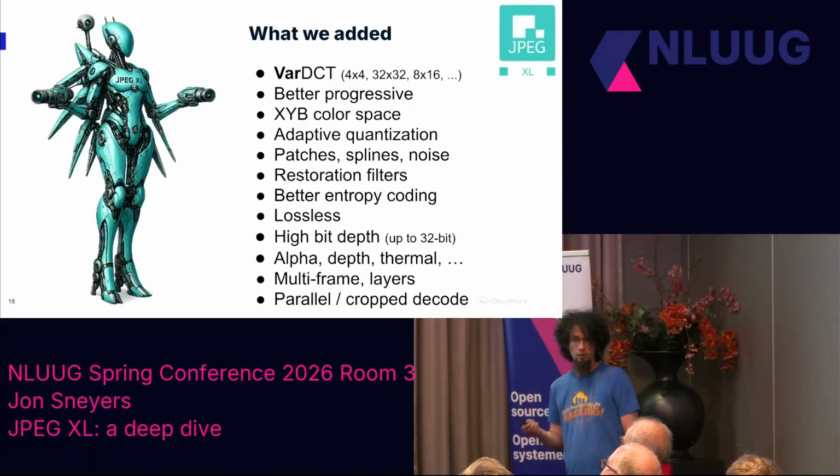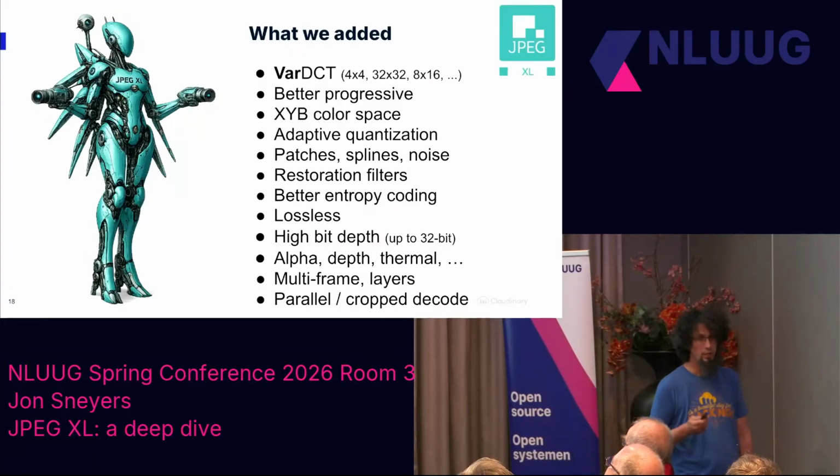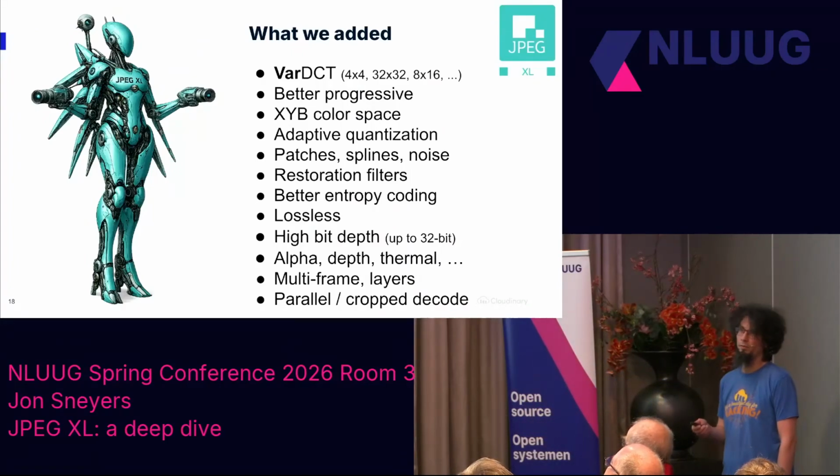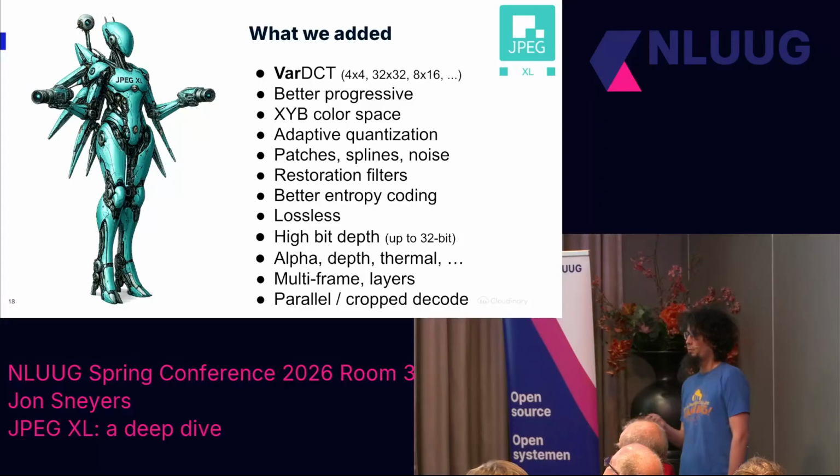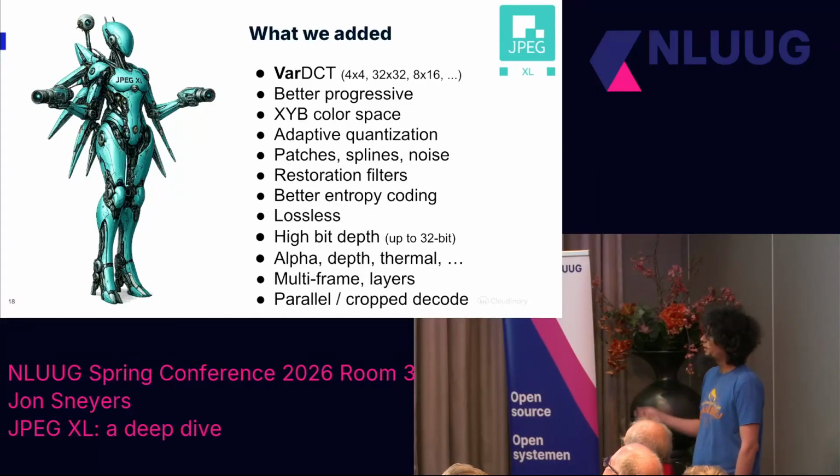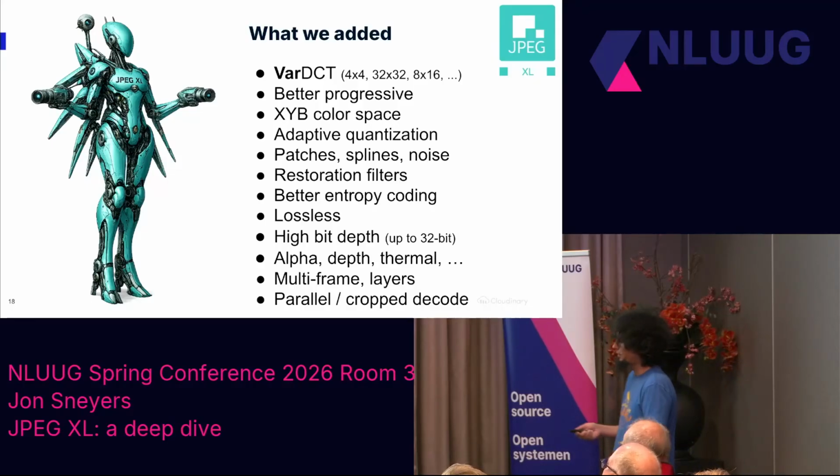But we added a lot of things. So instead of only having the 8x8 DCT, we now have variable DCTs that can do different block sizes as well. We improved on the progressive loading. We added a new color space and lots of other things, and I will go into these in the next part in more detail, but basically we added a lot of functionality.